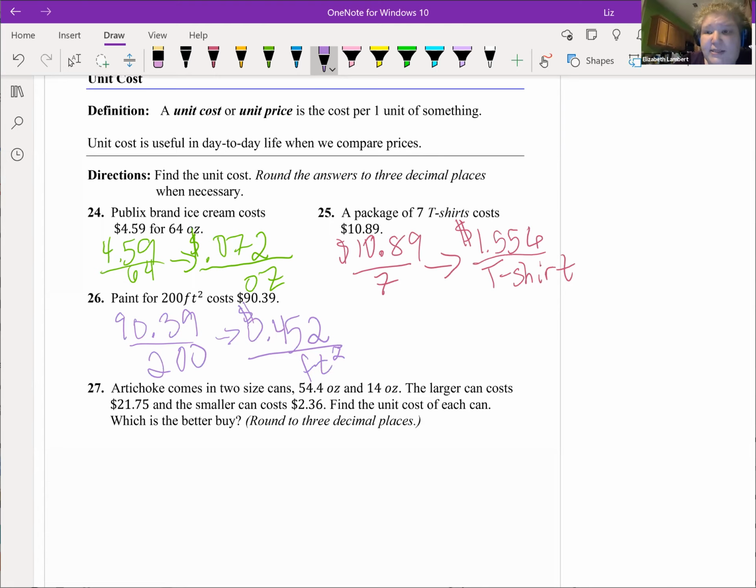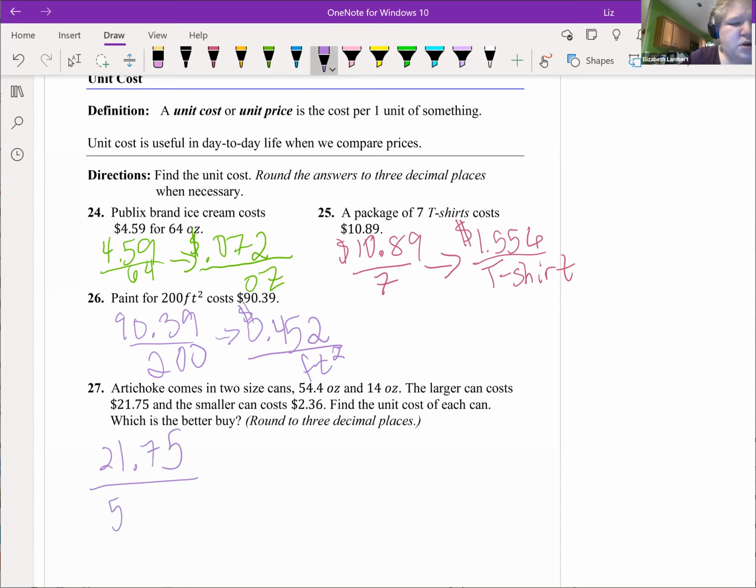The answer to that is it depends on what you're making. If you were going to use 54 ounces really quickly, most of the time it's the better deal. It may not be though, because 14 compared to 54, that's not 10 times, but $2.36 compared to $21 is almost 10 times. So looks like the smaller can is actually the better deal here, but we will figure it out.